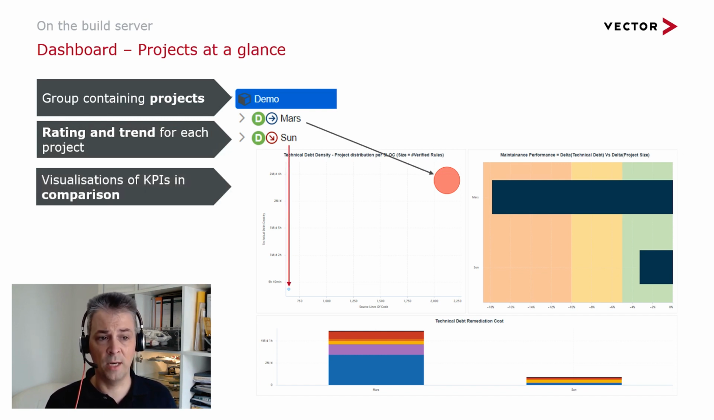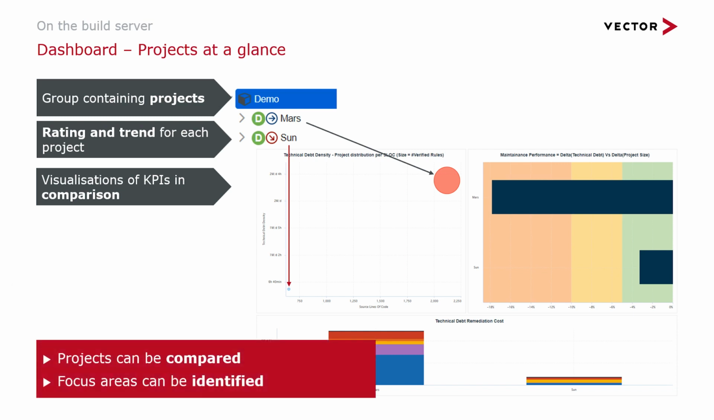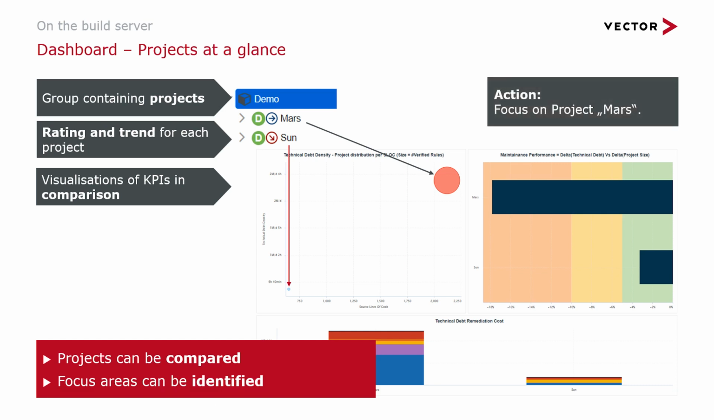But we also have visualization of KPIs in comparison. There we can see this little dot that is the Sun project and the big red dot that is the Mars project. And so we can compare the projects, how they perform with respect to the visualization, with respect to the data analysis, and we can identify focus areas. And we can take the action, where do we want to put more efforts? Here, for example, Mars is looking worse than Sun, so we put the focus on the Mars project.